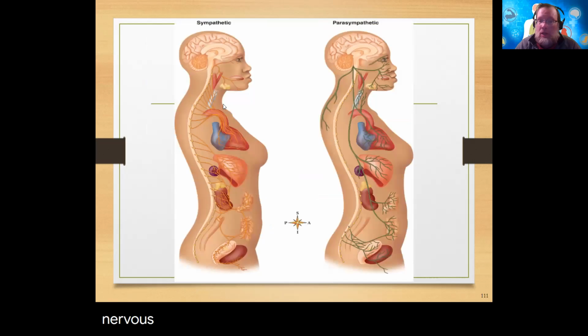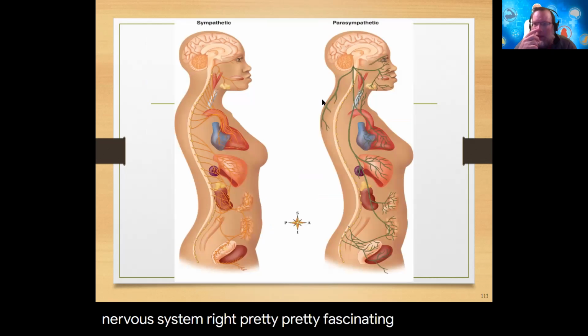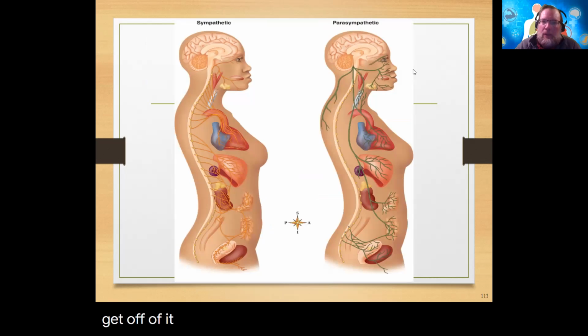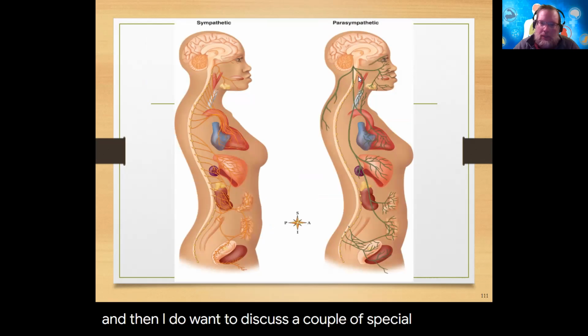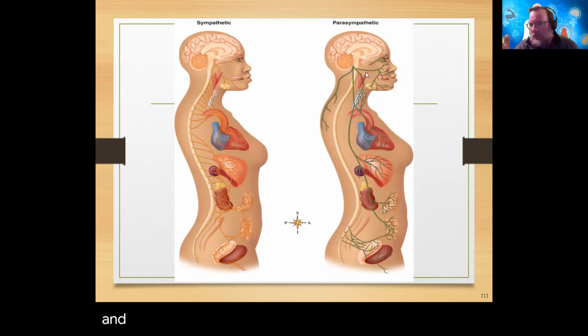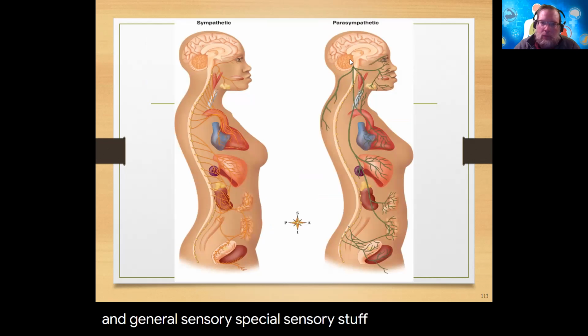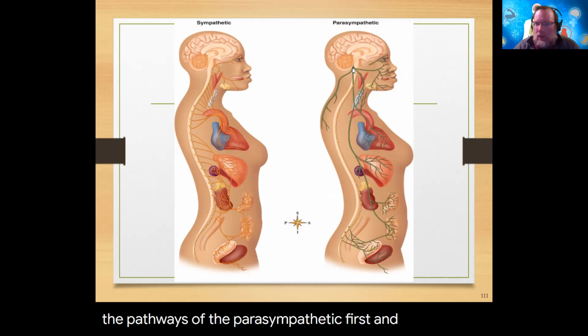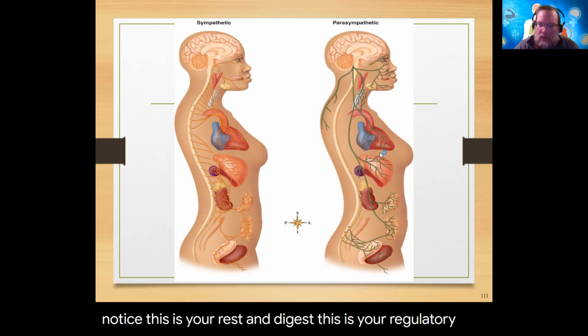Autonomic nervous system, right? Pretty fascinating. I'm going to get off of it and show you a couple of things real quickly, and then I do want to discuss a couple of special sensory and general sensory things. But we do look at the pathways of the parasympathetic first, and again, we notice this is your rest and digest. This is your regulatory pathway.